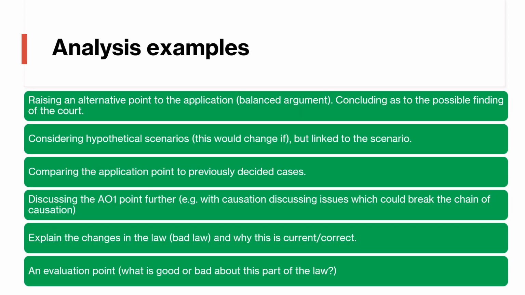In terms of examples of how to reach that next level, how to analyse, it could be as simple as raising an alternative point to the application. So you've got to present a balanced argument. On the one hand, this element may be met, but on the other, it might not be. It doesn't mean you have to stop your application there. You can go forward to the end of the question and then eventually conclude as to whether you think there's liability, no liability, guilt, innocence, or what have you. But it's that balanced argument, showing the examiner that you know both sides of the law here. You should remember to conclude as well, of course.